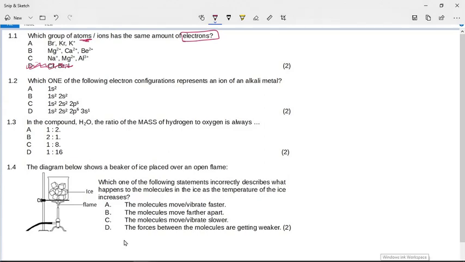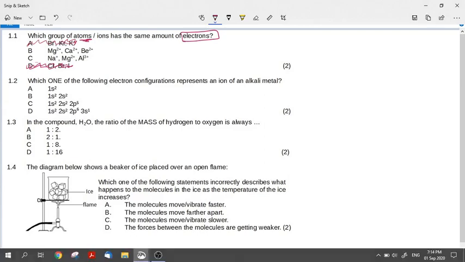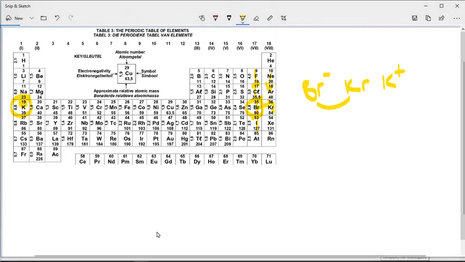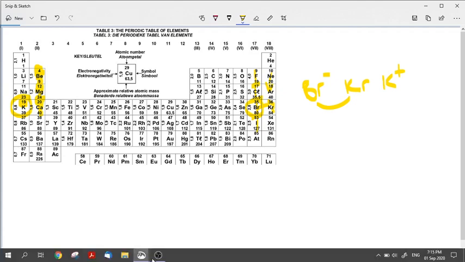Okay. Then it says to you, what about magnesium, calcium, and beryllium? Now these are all ions. So we go back to our periodic table, and it says beryllium, magnesium, and calcium. If beryllium loses 2 electrons, it's still got 2 electrons. If magnesium loses 2 electrons, it's got 10 electrons. And if calcium loses 2 electrons, it's got 18 electrons. So that one is also very clearly wrong.